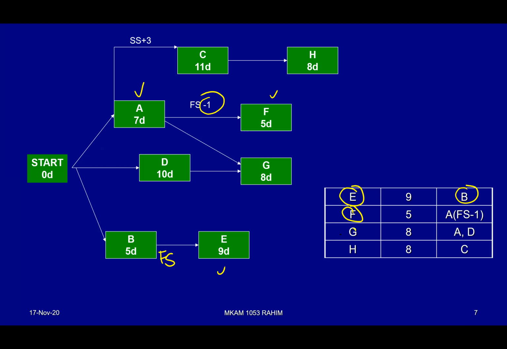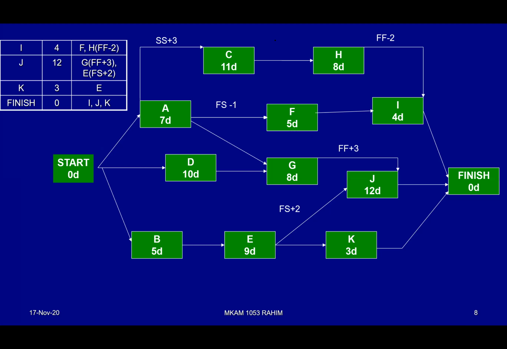And how about G? G is coming from A and D. So for G, we draw a box, then connect the arrow from A and then from D. How about H? H, connect arrow from C. Okay, so that's how you draw your network diagram. Then complete the rest. How about I?